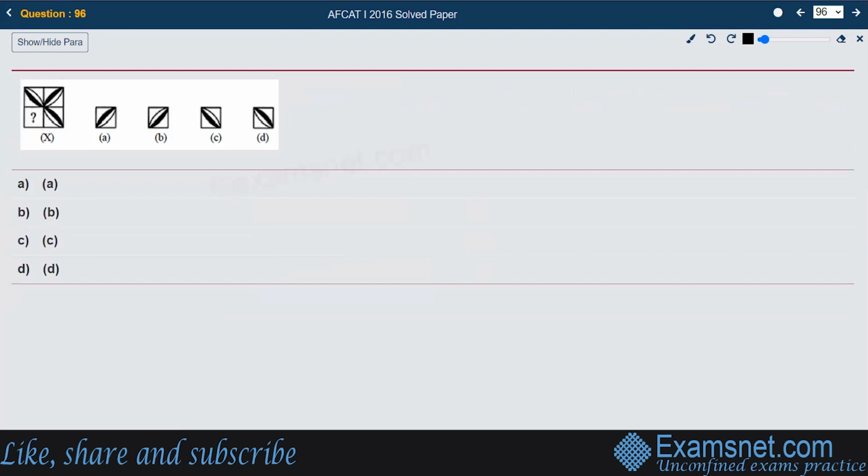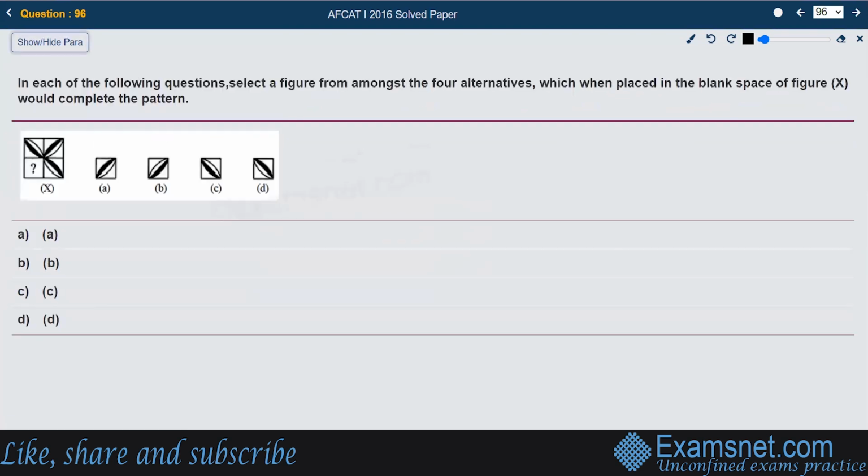Next one, what's happening in there? Okay, let us read the instruction. In each of the following questions, select a figure from amongst four alternatives which, when placed in the blank space of figure X, would complete the pattern. So what out of A, B, C, D should be placed in the question mark location so that the pattern is completed? If you have a really close look at this, the answer is very simple.